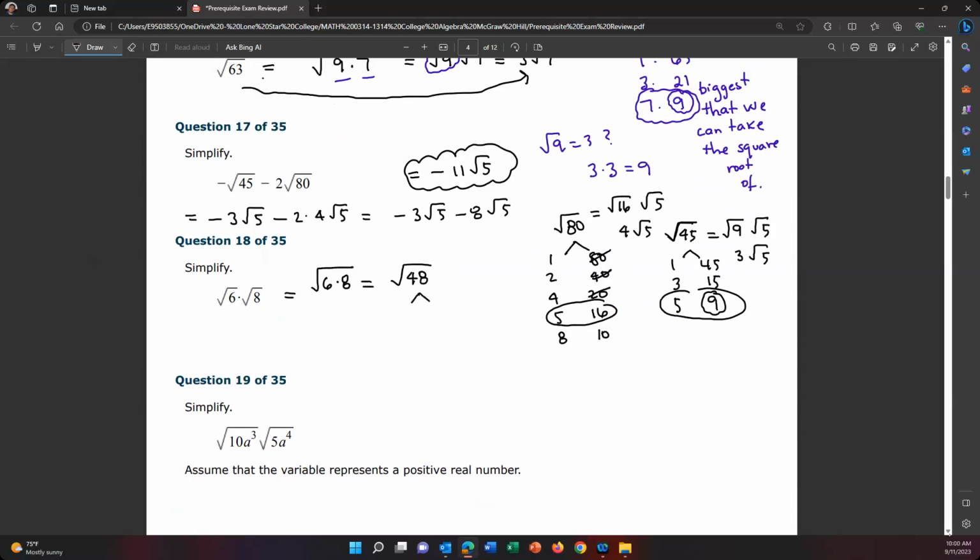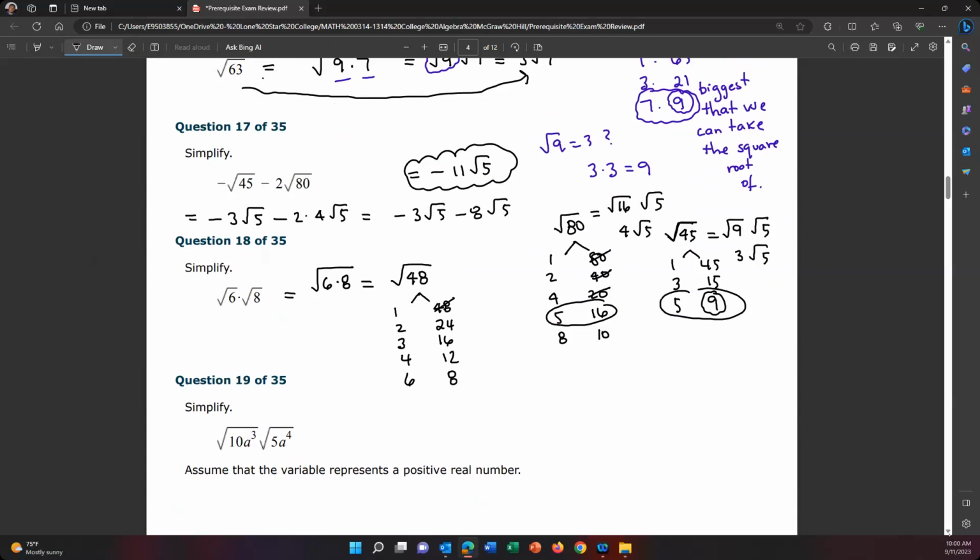Let's list all the factors of 48. 1 times 48, 2 and 24, 3 and 16, 4 and 12, not 5, 6 and 8, and that's about it. It has 10 factors. Out of these 10 factors, which one can we actually take the square root of? The biggest one. We wouldn't be in this conversation if we could take the square root of 48.